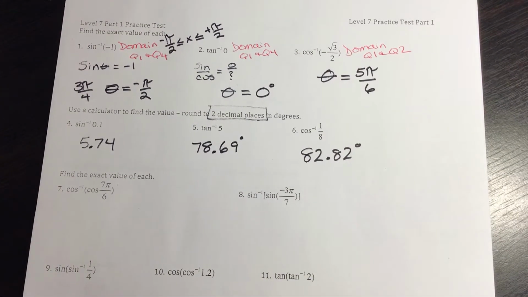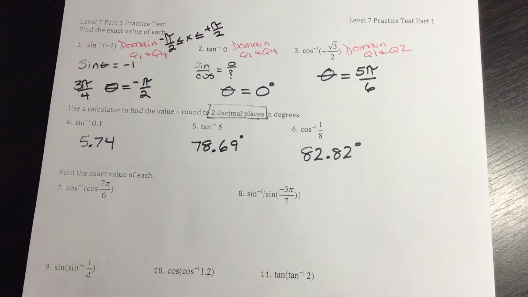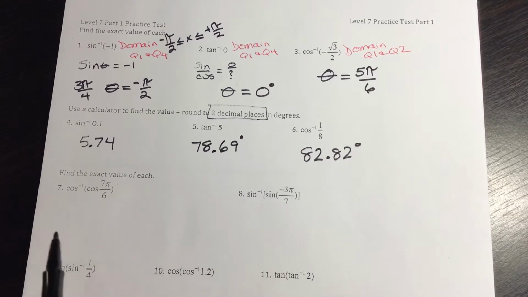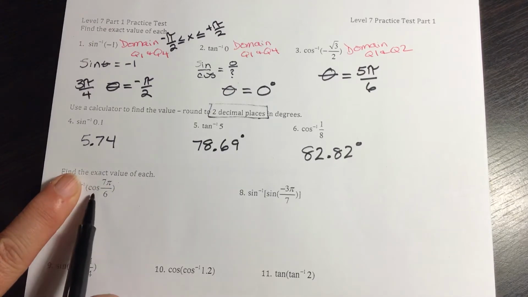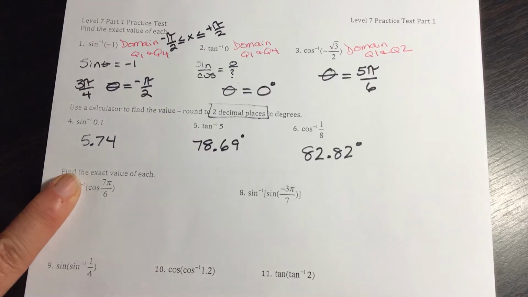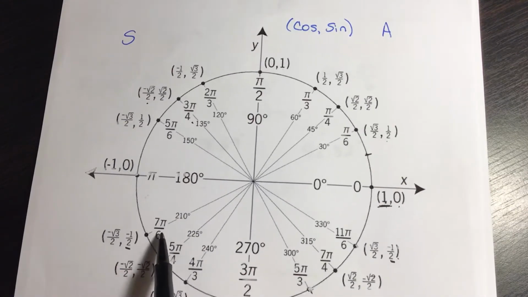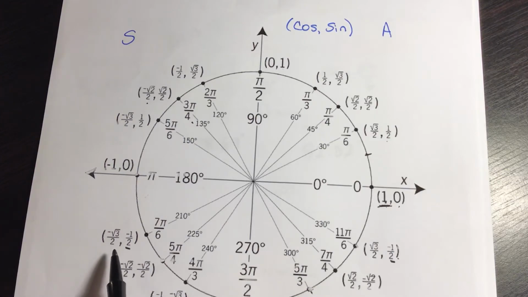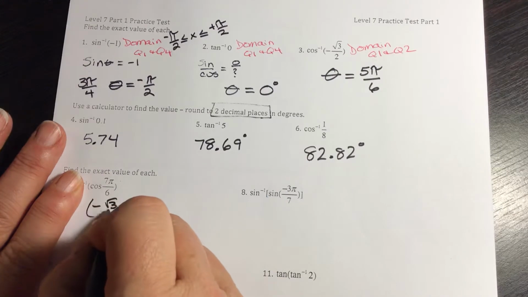All right, so number 7 says to find the exact value of each, and with this, the exact value says don't use the calculator. So I'm going to work on the inside first, for the value of cosine of 7 pi over 6. So I'm going to find that angle, 7 pi over 6. And the cosine of that is going to be negative square root of 3 over 2. So that inside part here is negative square root of 3 over 2.